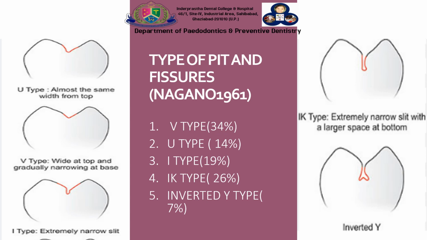These are the various types of pit and fissures which are seen. The most commonly seen is the V type, wide at top and gradually narrowing at base. Then the U type, which is almost the same width from the top. The I type is extremely narrow, in the form of a narrow slit. And the IK type is an extremely narrow slit with a large space at the bottom, in an inverted Y-shaped form.